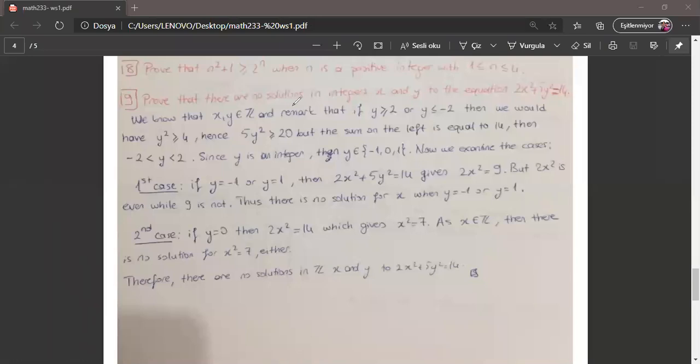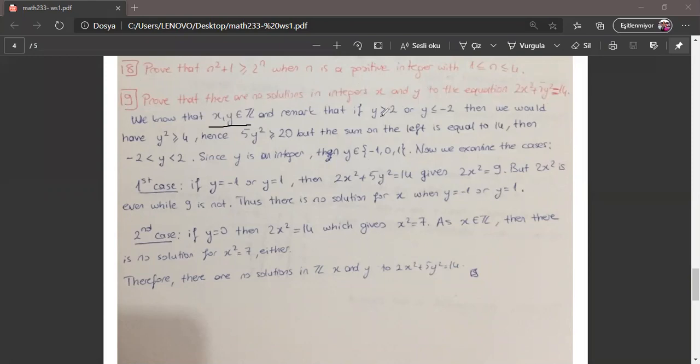So here we need to show that there are no solutions for x and y for this equation. Okay, we have this equation 2x squared plus 5y squared equals 14. Now we know these variables are in Z, they are integers.